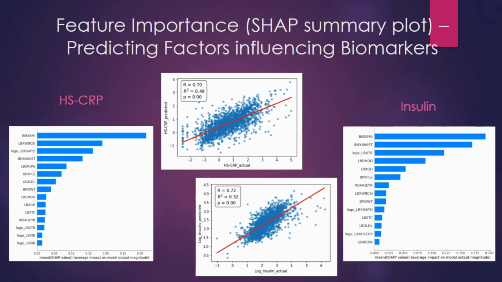Feature importance SHAP summary plot predicting factors influencing biomarkers. Shows SHAP analysis predicting what factors drive specific biomarkers like insulin and high-sensitivity CRP, heavily implicating BMI and the waist circumference for insulin and BMI and WBC count for hsCRP.